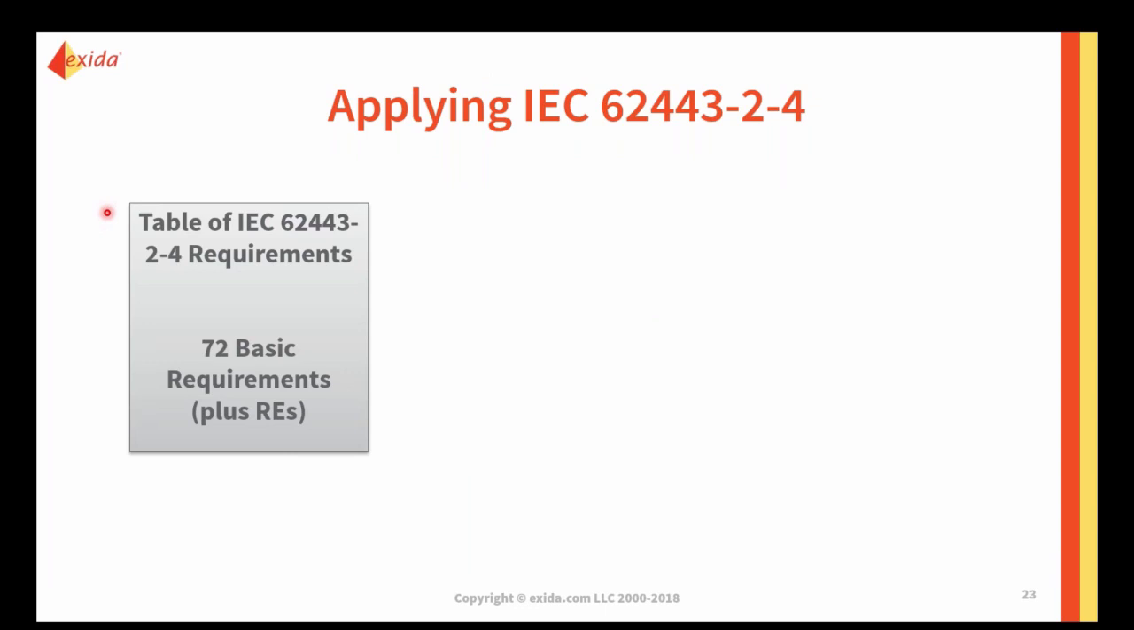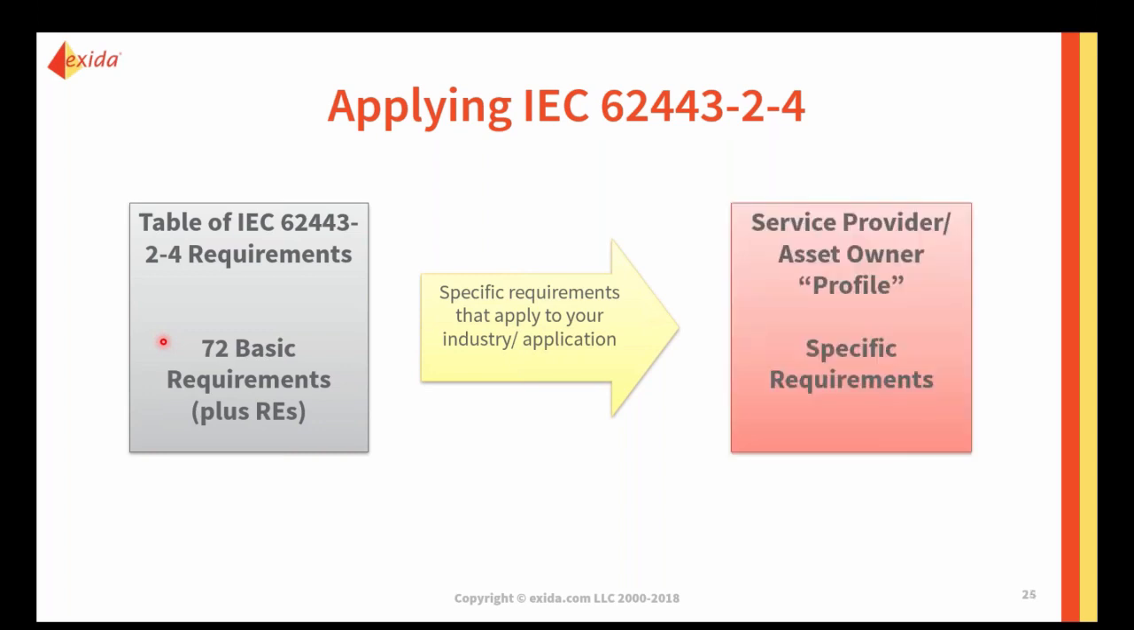we can think that first we start with the table of 2-4 requirements. There are 72 basic requirements, and then a number of those have requirement enhancements as well to specify them further. The step would then be to identify what specific requirements apply to either the industry or application, and then use that to define a service provider or asset owner specific profile. This would have just the requirements that are needed to really show that there's a sufficient and robust security program for that application.